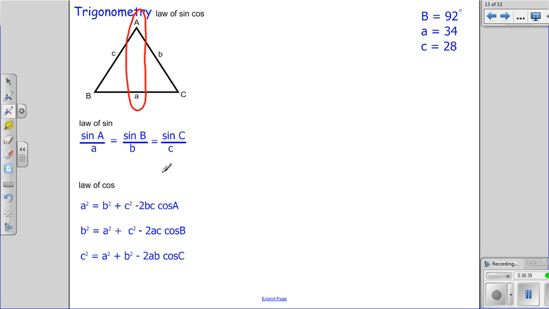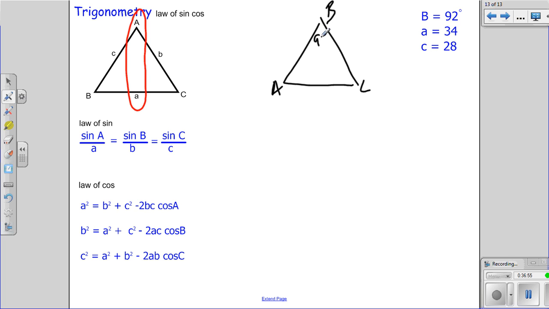That's ideal. Now, if we don't have a matching pair, then we use law of cosines to find the missing link. Once we have the link, then we can go ahead and set up all of our ratios for law of sines and find answers. So let's go ahead and look at an example of a problem. Let's sketch our triangle. Let's label it A, B, and C.